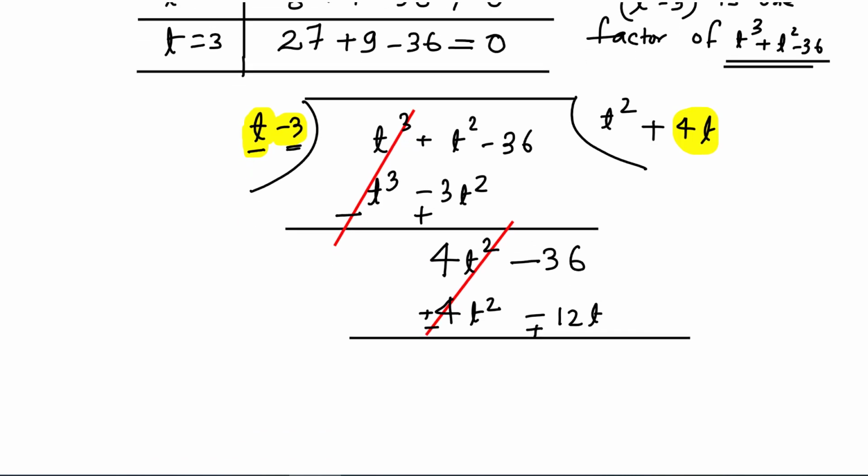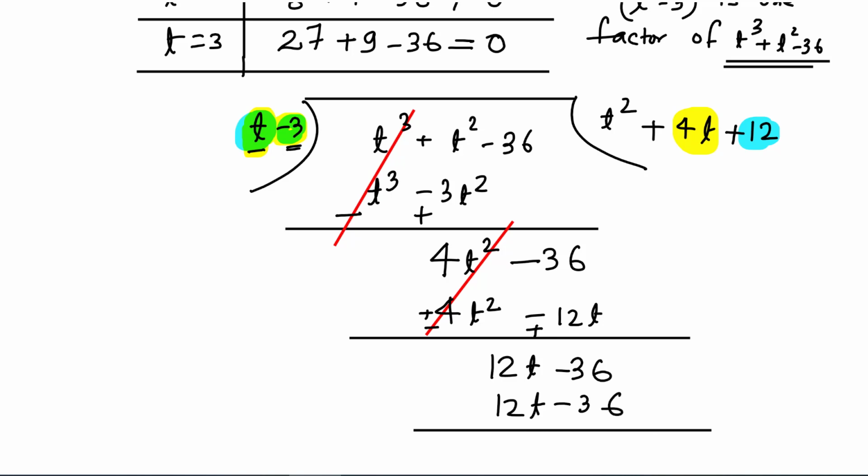So what we will have here is 12t minus 36. Next I have to take 12, because if I multiply 12 with t, I will get 12t. So now I will have 12t, and then I have to multiply 12 with minus 3, that will be minus 36.